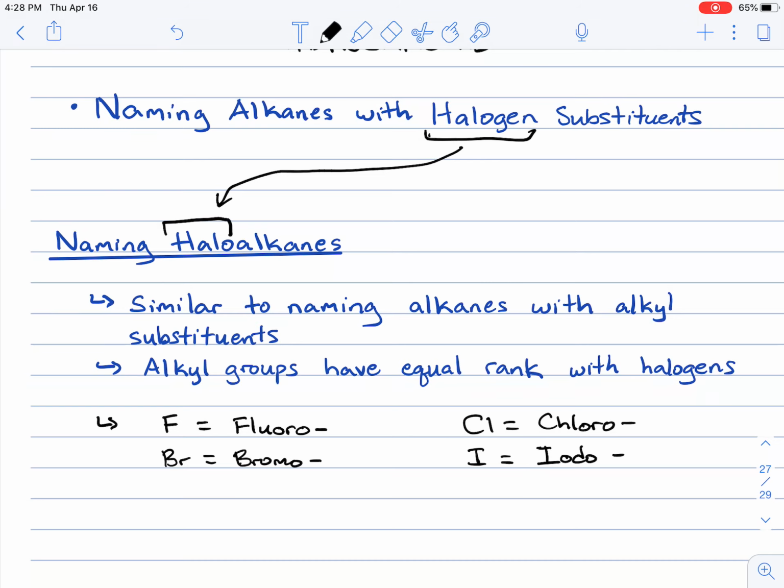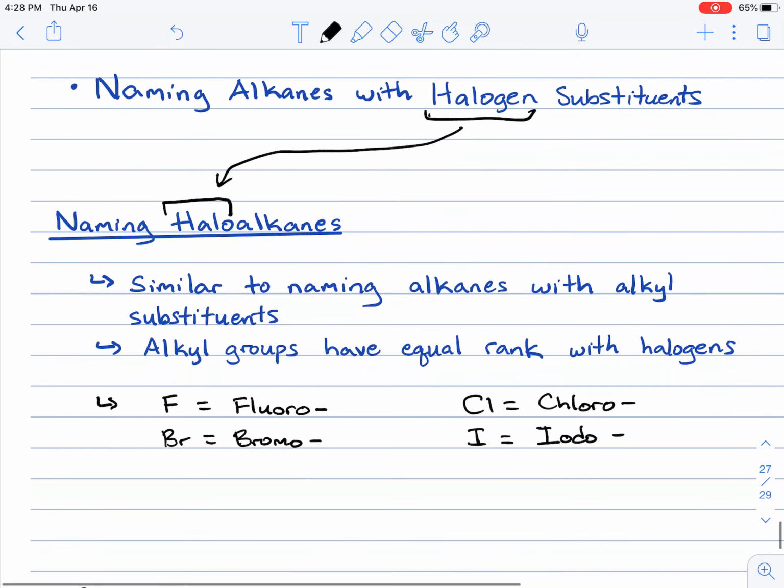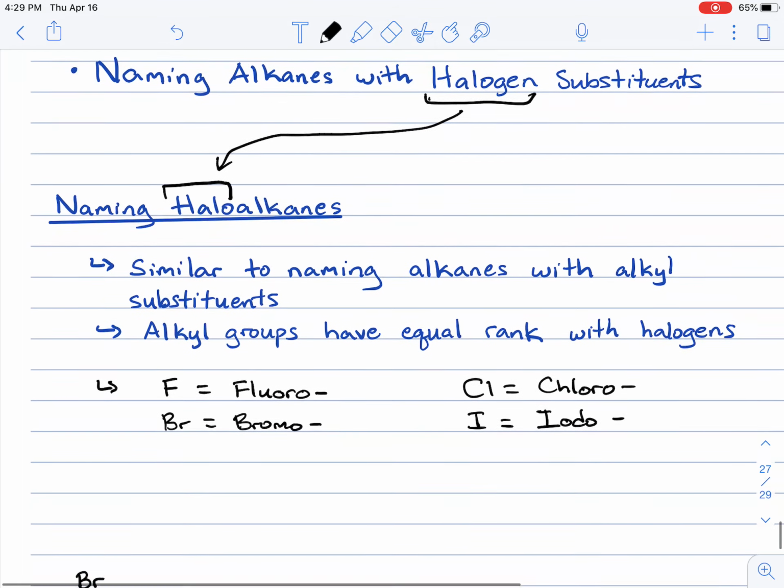One thing you have to remember is that alkyl groups and halogens are equal in rank. What that means is that neither of them gets priority in terms of the numbering of the locant, or the carbon on the parent chain.